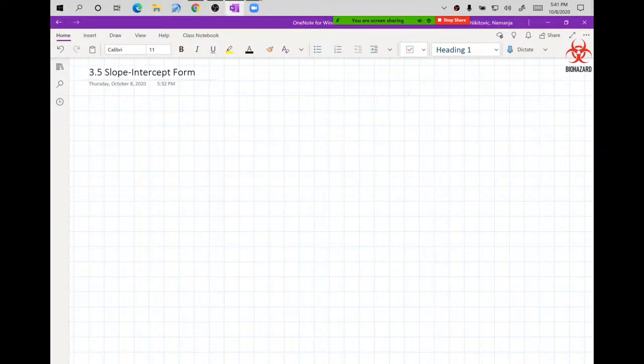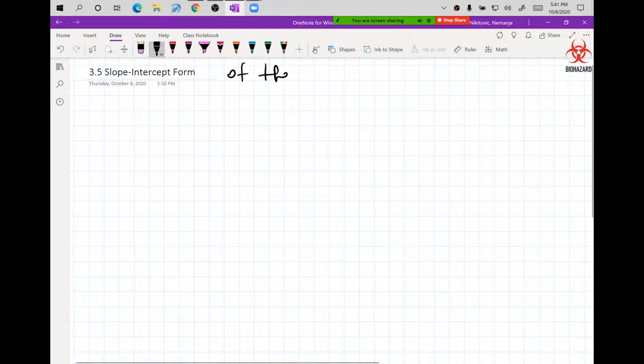Hello and welcome back to Elementary Algebra section 3.5, Slope-Intercept Form of the line, to complete the title. The book just says Slope-Intercept Form, and its name will tell us, very easy to remember, what the formula looks like for the line.